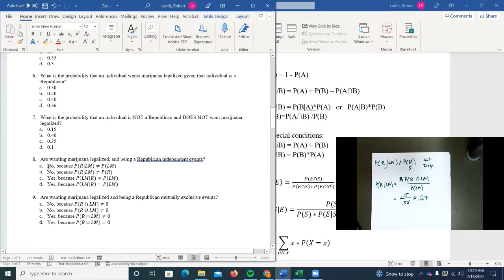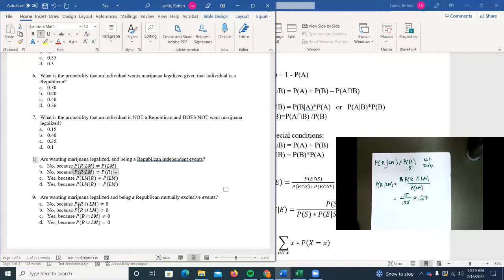Right? So are these two events independent? We would say no, and it's because the conditional probability of being a Republican was not the same as the unconditional probability of being a Republican. Any questions on that?